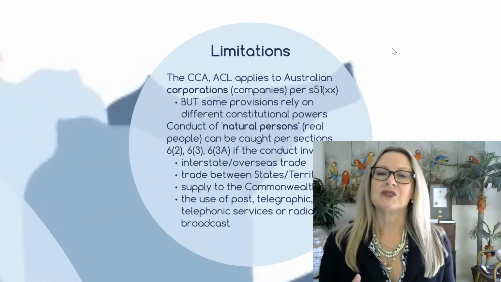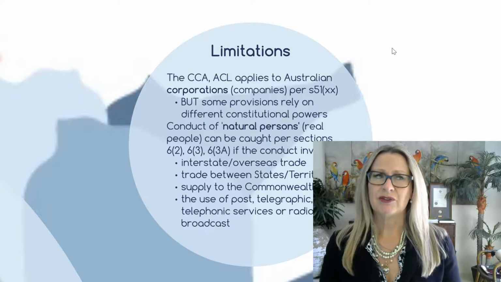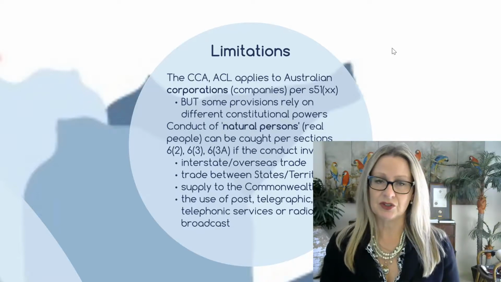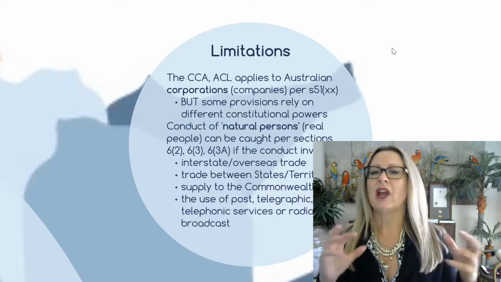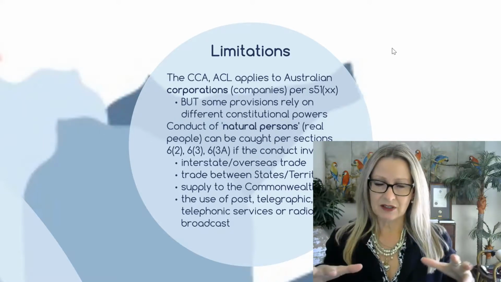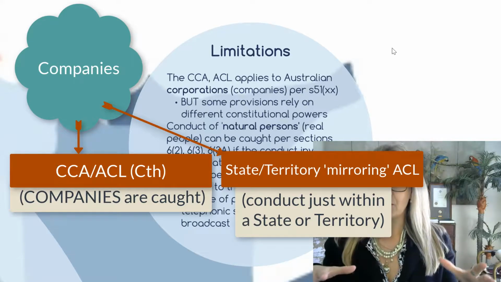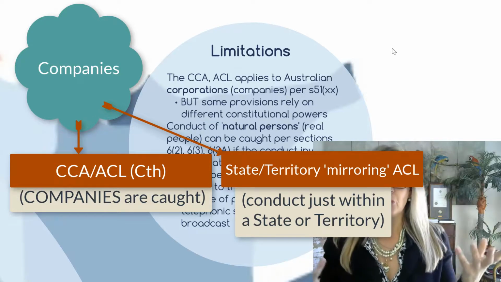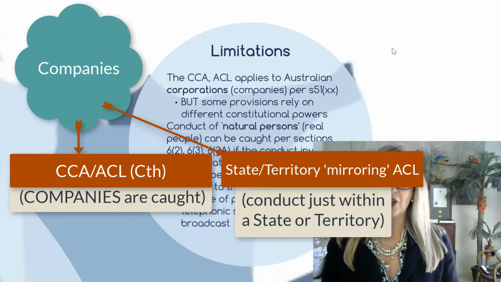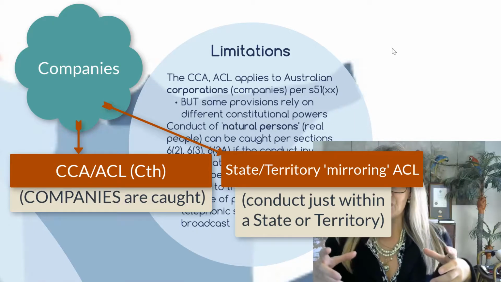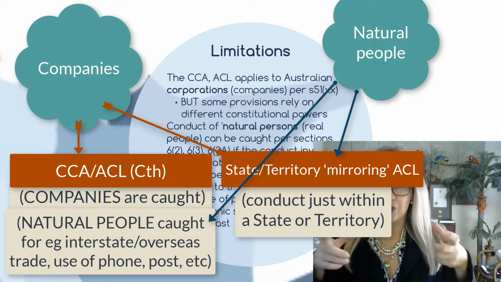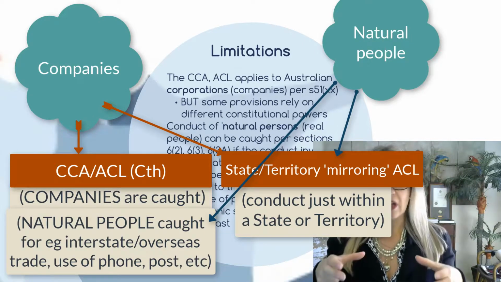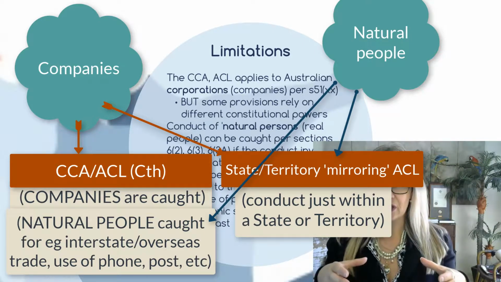So what you have is this really cohesive, rather formidable set of legislative instruments that protect consumers from pretty much every angle. If you're looking at companies, particularly where companies are operating in a cross-border, cross-state fashion, no problem. You can get them with the Commonwealth legislation. If you're looking at naughty natural persons or companies, but they're just operating within the state boundaries, you can catch them with the state legislation or territory legislation.